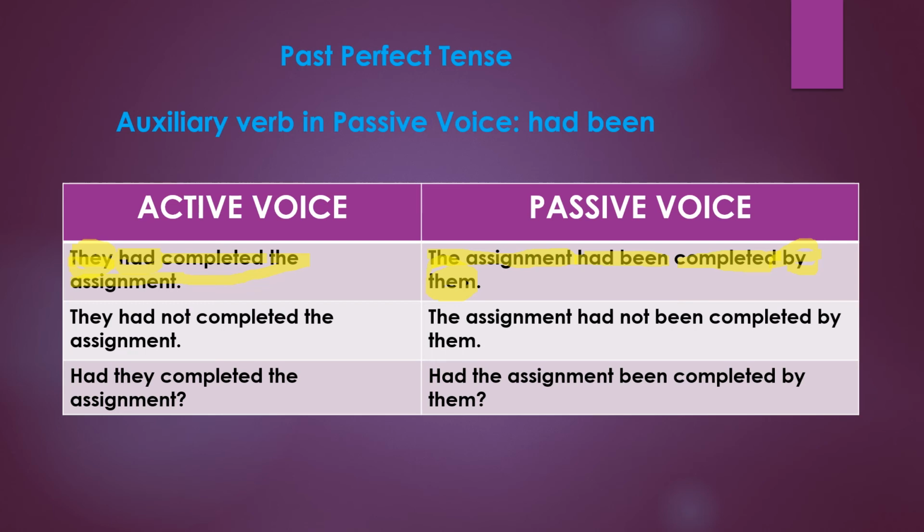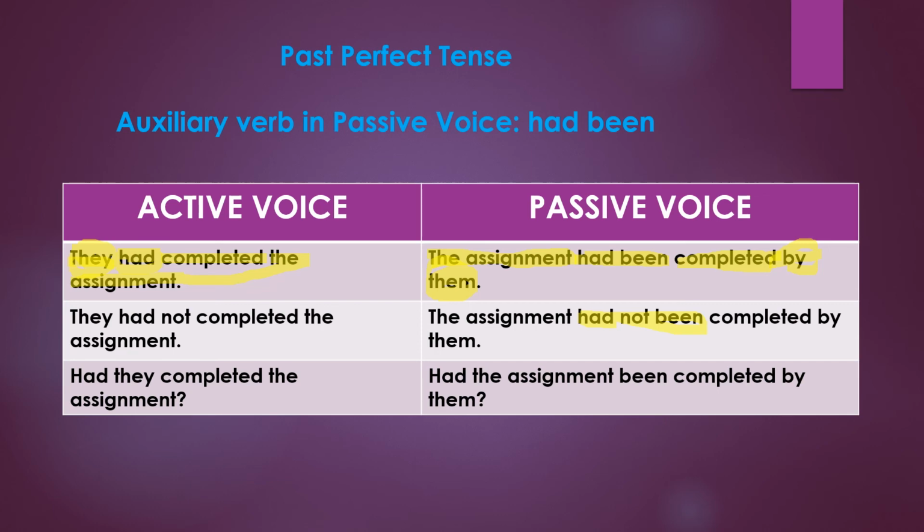Similarly with the negative sentence, they had not completed the assignment. The assignment had not been completed by them. Had they completed the assignment? Had the assignment been completed by them?